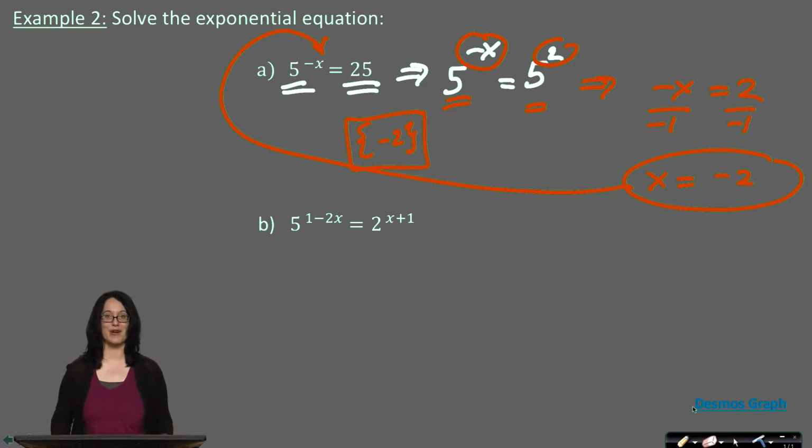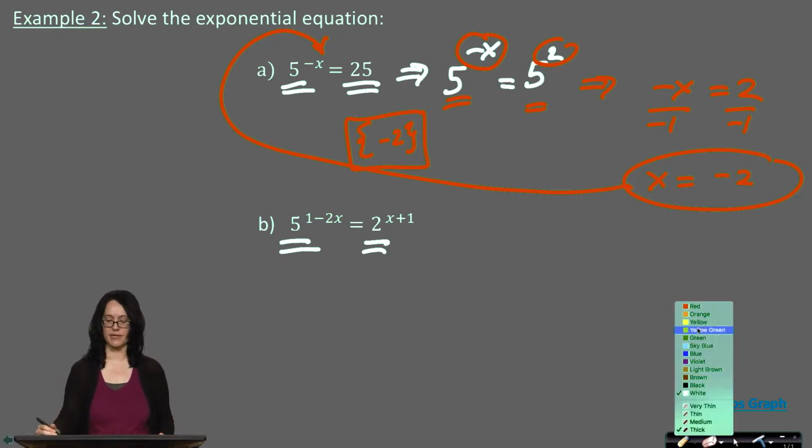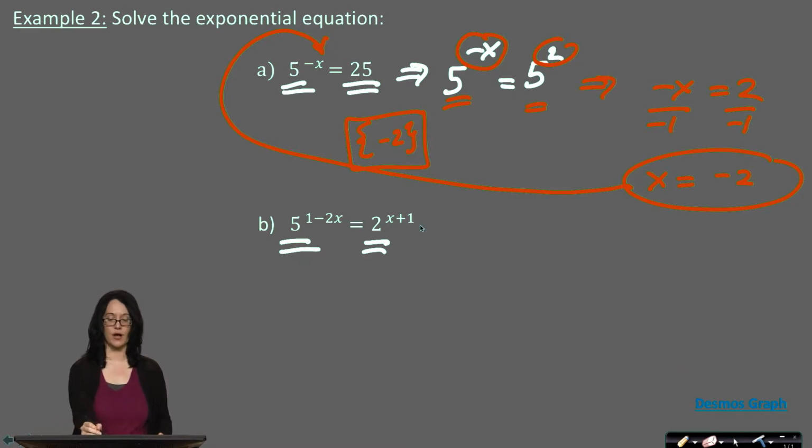Pause the video, see if you can try it yourself. So what you should have noticed right away is that they had different bases. That means I can't use the same trick I used last time. Instead, what do I do to bring down my powers? What should I take on both sides? If you said natural log, you are correct. You could also do the common log, but I recommend getting used to natural log. It's more helpful in many formulas and applications.